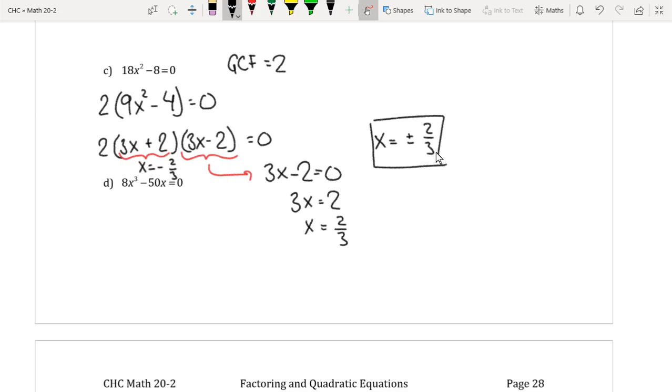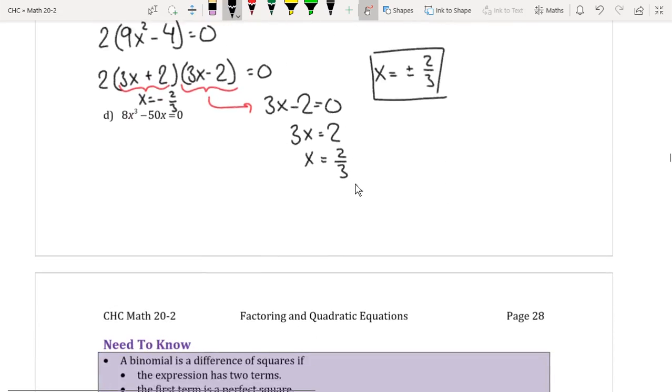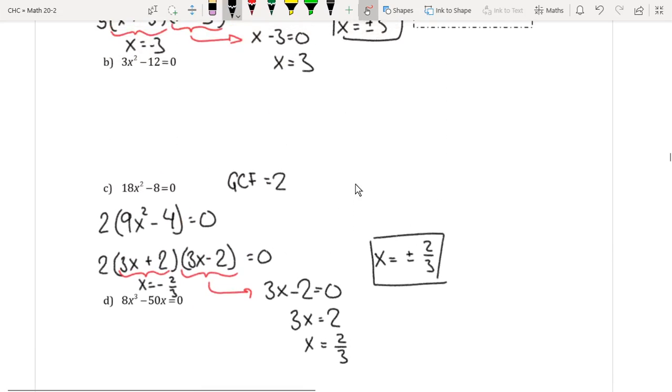For the rest of the problems in this question, so B and D, you can look at the keyed workbook on Google Classroom where you have the full solutions to these problems.